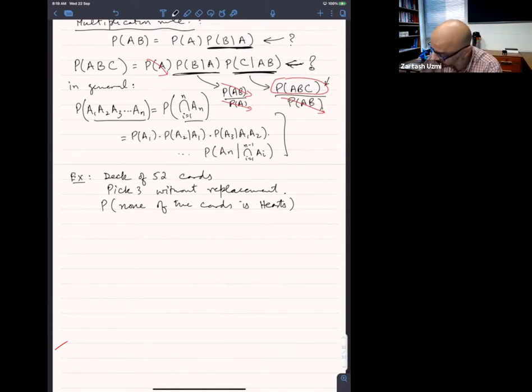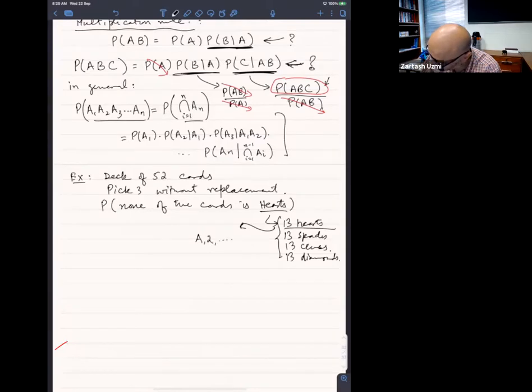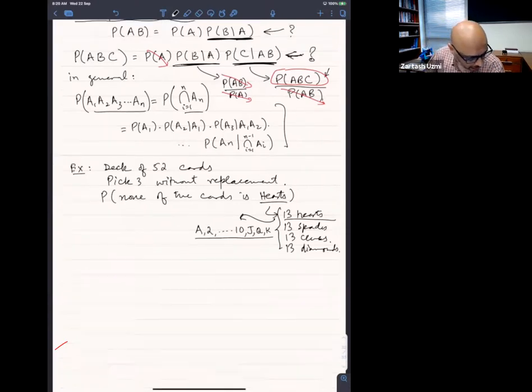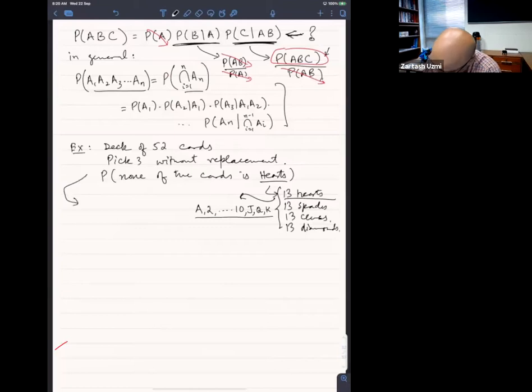There are 13 hearts in the deck of cards, and then 13 spades, and 13 clubs, and 13 diamonds. ये 52 cards होते हैं आपके पास, और ये जो 13 each होती हैं, ये आपके पास ace, 2, 3, 4, 5, 6, 7, 8, 9, 10, and then you have jack, queen, and king. So ये पूरे 13 हो गए आपके पास, 13 कार्ड हो गए, और हर एक कलर के यही कार्ड होते हैं. So what this is asking us is the probability that none of these 3 cards is a heart.